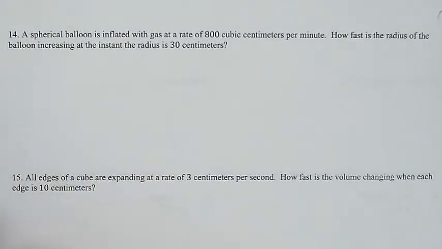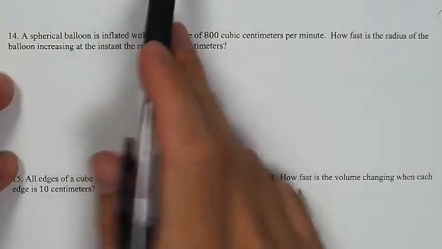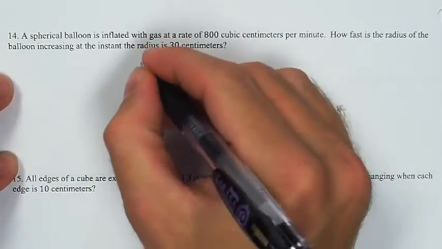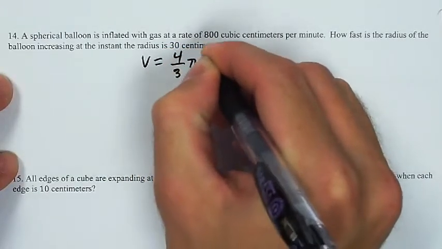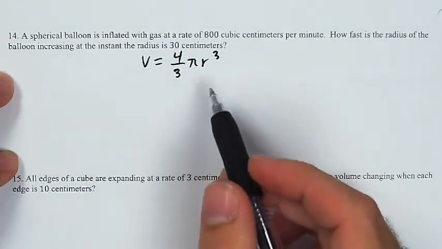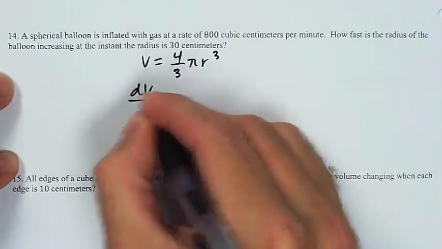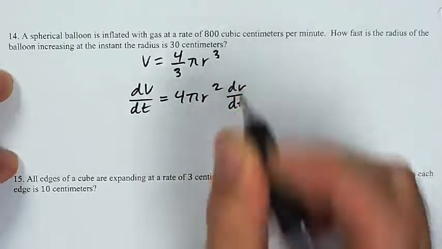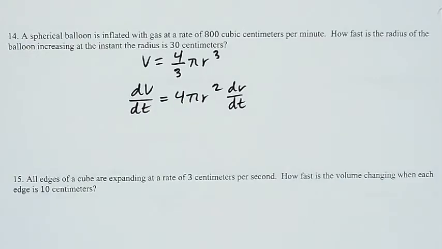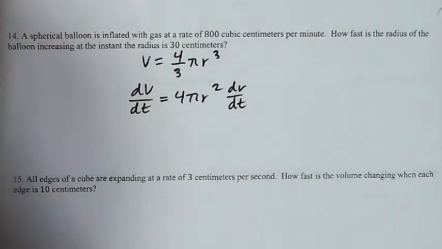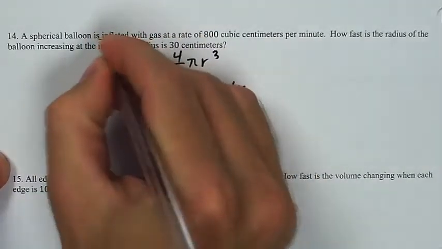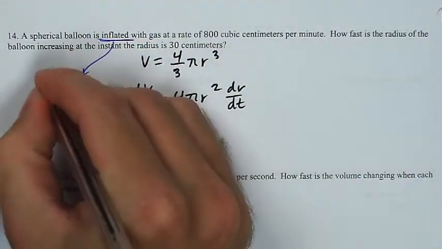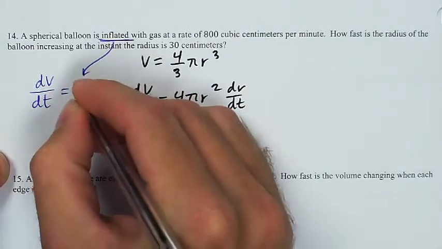A spherical balloon is inflated with gas at a rate of 800 cubic centimeters per minute. How fast is the radius of the balloon changing at the instant when the radius is 30 centimeters? This is going to be very similar to the last one, right? It's a sphere. I already gave you the formula up there, so I'm just going to copy it again. And dV/dt is equal to 4 pi r squared dr/dt. But inflated at a rate means that the volume is getting bigger.